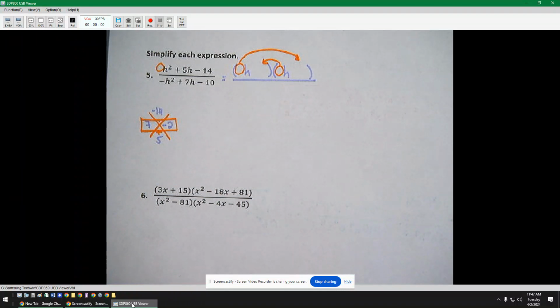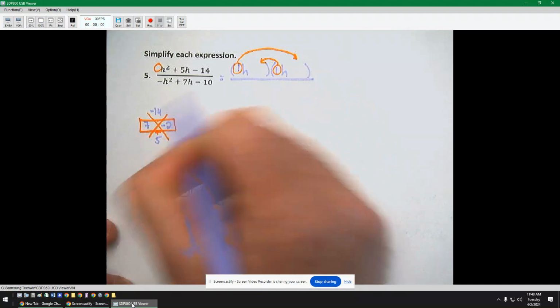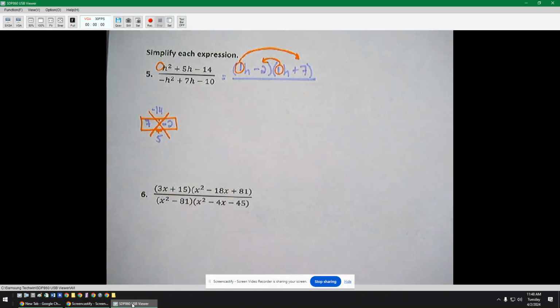So this one's pretty easy because I have to build a 1, so they both have to be 1s. And then I'll use the 1 to build a 7. I'll use the other one to build the negative 2.